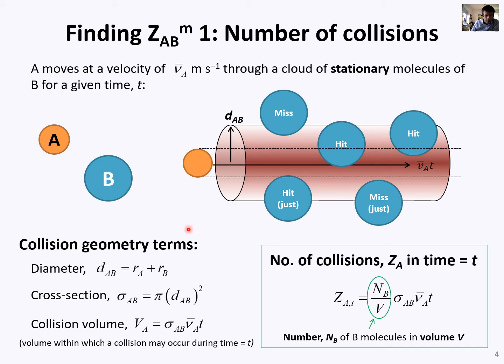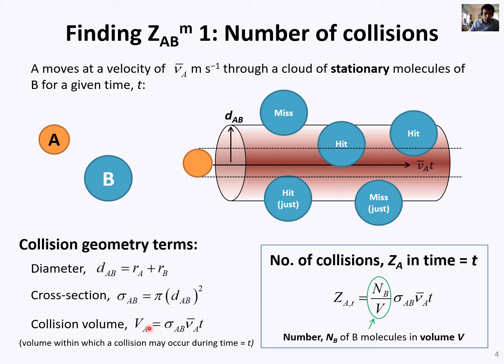Don't blame me for that. That's something that someone else came up with a long time ago, and you're just going to have to get used to it. But basically, the collision diameter is given by the radius of B plus the radius of A. The collision cross section, therefore, just by simple geometry, is given by pi times the collision diameter squared, or pi times the radius of this cylinder squared.